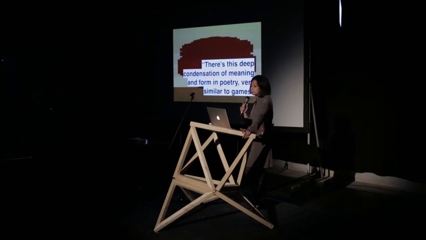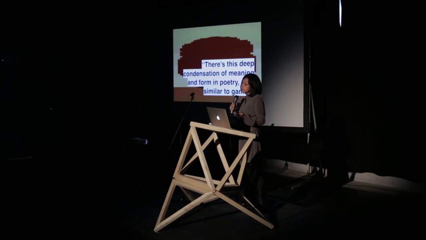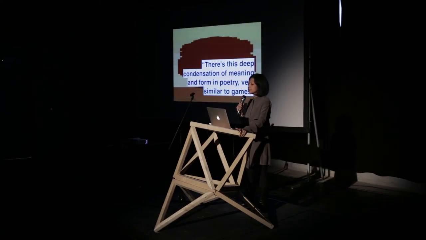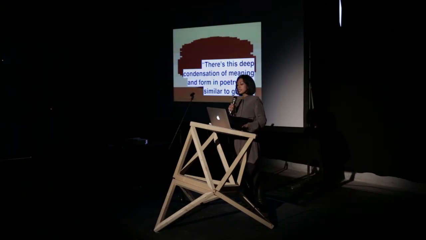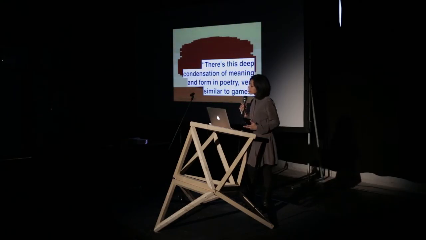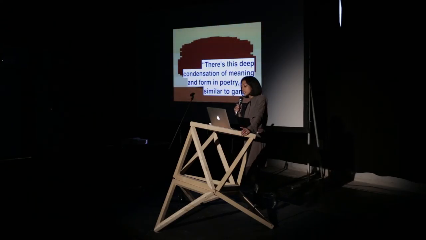Said Ian Bogost of A Slow Year, quote, "You know when you read a poem that it's trying to trick you. You assume that there are subtexts and symbolism and form matters. You can't really rush through it like you can skim through prose. There's this deep condensation of meaning and form in poetry, very similar to games. Not just games like A Slow Year, but games of many kinds, where a particular gesture or move might be incredibly overdetermined. You find yourself returning to it, and focusing on it, and reflecting on it, and practicing it. This is as true of Street Fighter as it is of A Slow Year, maybe more true of Street Fighter, in fact." End quote.